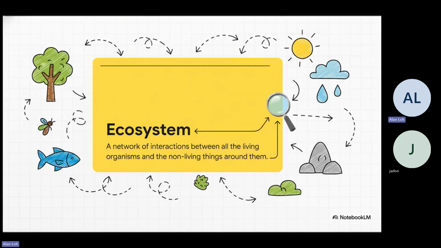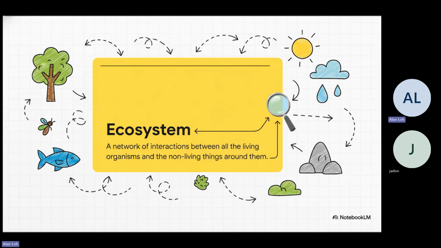And that brings us right to the heart of it. When you put the living and the non-living together, the biotic and the abiotic, and you look at all the ways they interact with each other, that is an ecosystem. It's the whole picture, the entire system of connections in one particular spot.